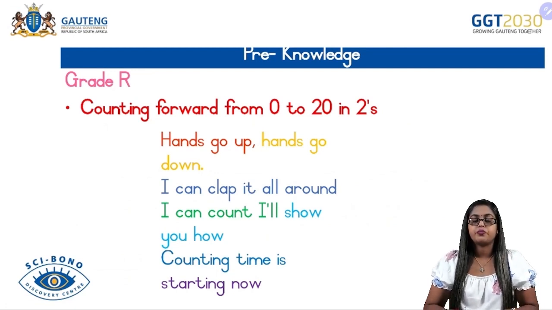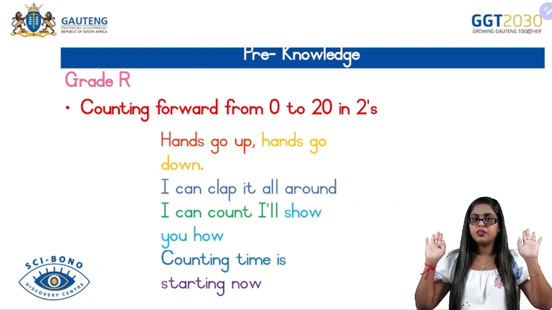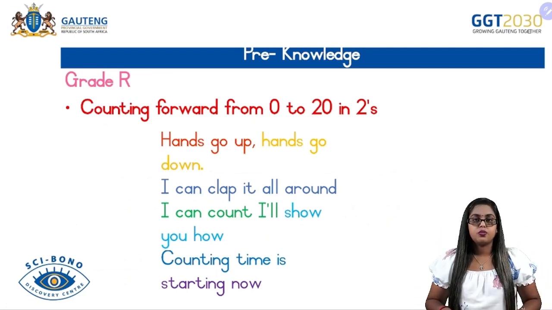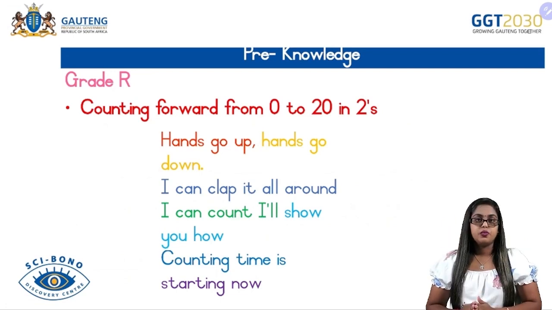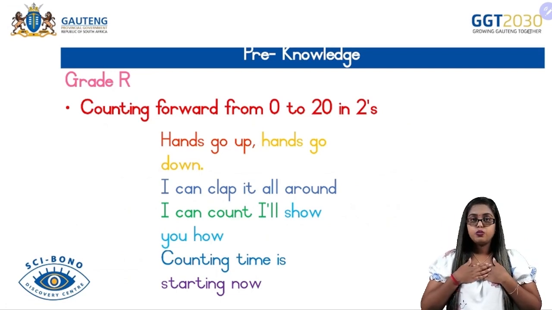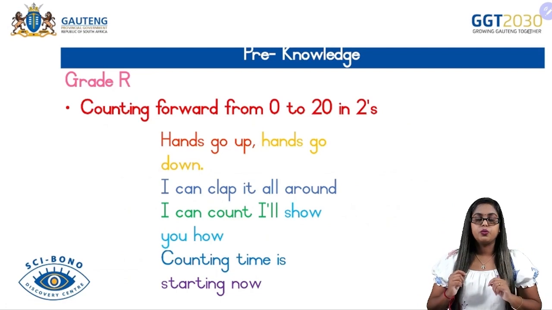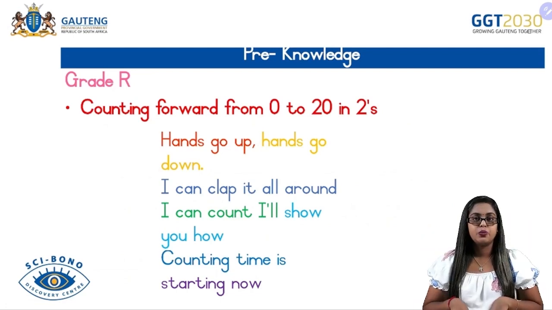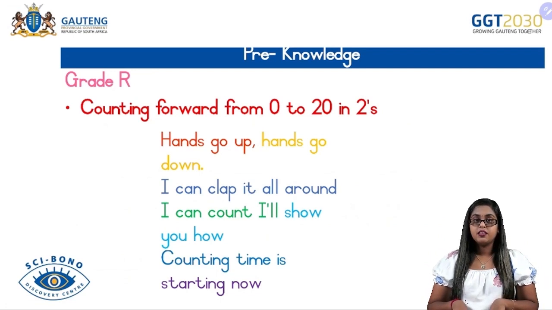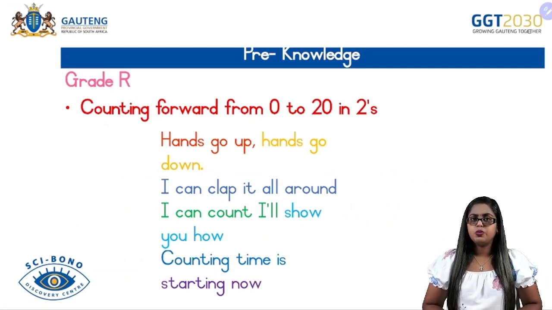Let's go. Hands go up. Hands go down. I can clap it all around. I can count. I'll show you how. Counting time is starting now. Are you ready? Would you like to do it once more? I think you want to do it once more.